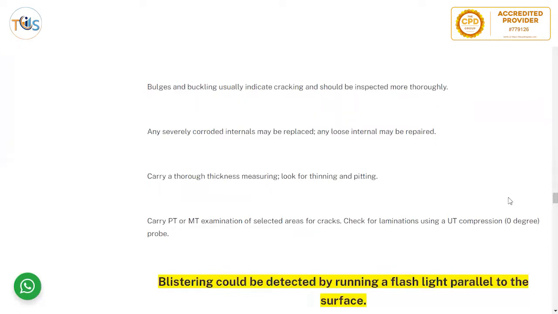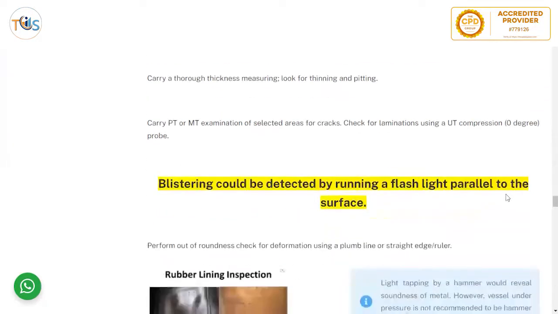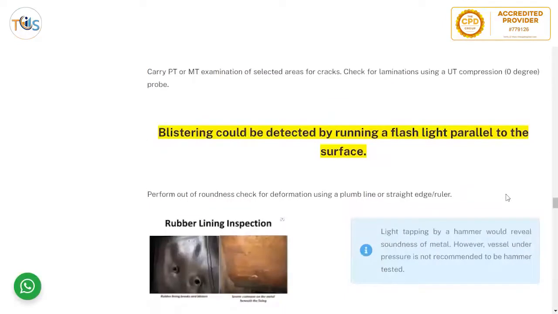Carry out thorough thickness measuring. Look for thinning and pitting. Carry out PT or MT examination of selected areas for cracks, and check for lamination using a UT compression 0-degree probe. So if they ask you what is the lamination check, you say it's a UT compression 0-degree or normal probe. Blistering can be detected by running a flashlight parallel to the surface. So if you hold the torch parallel to the surface and look from behind the torch, if there is a blister, you can see it clearly.